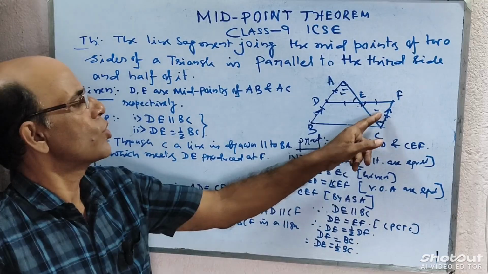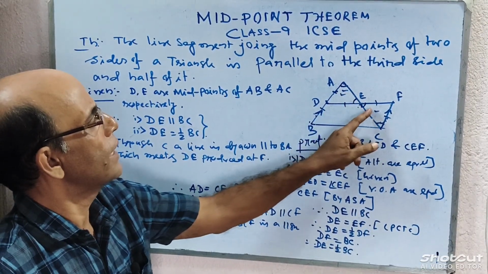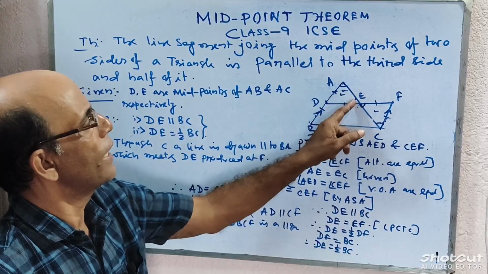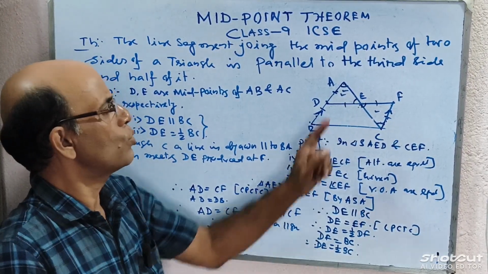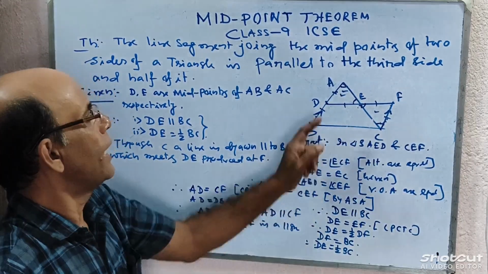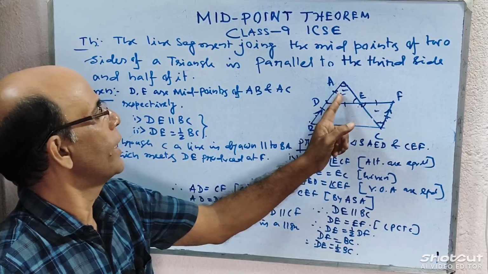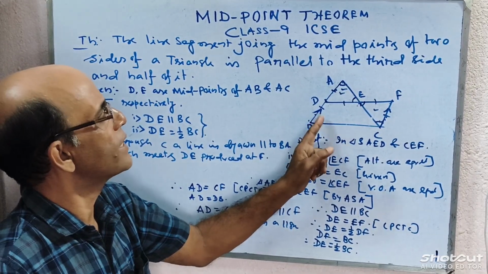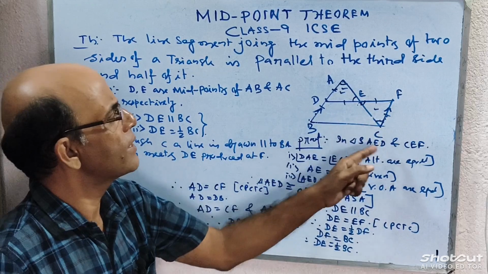Again, let me repeat. First of all, you have to make these two triangles congruent. This angle equals this angle, this angle equals this angle, vertically opposite, and AE equals EC. Therefore by ASA, these two triangles are congruent. Therefore AD equals CF, and AD equals DB given. Therefore CF equals AD equals DB. That means DB equals CF. But by construction, DB is parallel to CF.